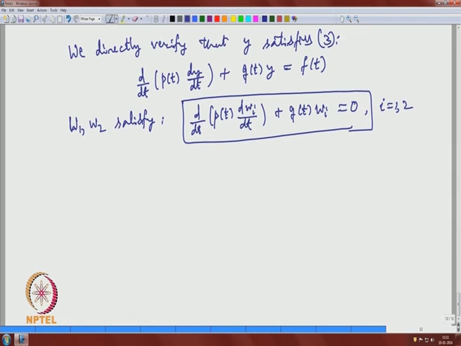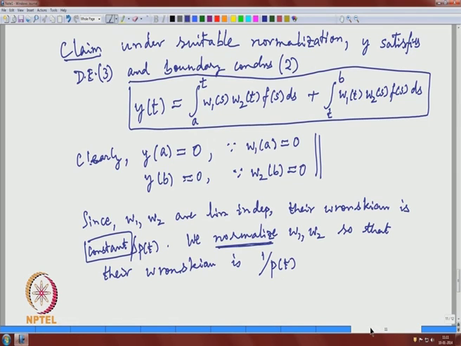They are linearly independent and their Wronskian is just 1 by p(t). Okay, so that also you remember. Now, y is given by that, again let me not write it. So, just go back here. So, y is given by this. Remember that thing, and now we will just get this.